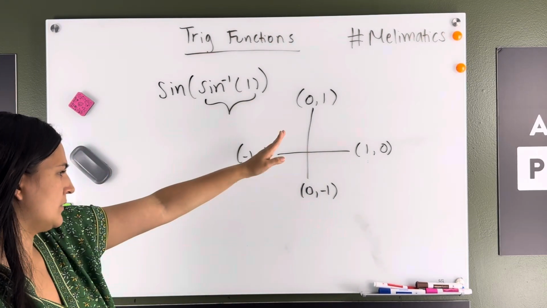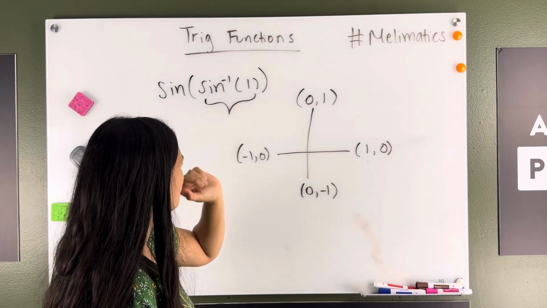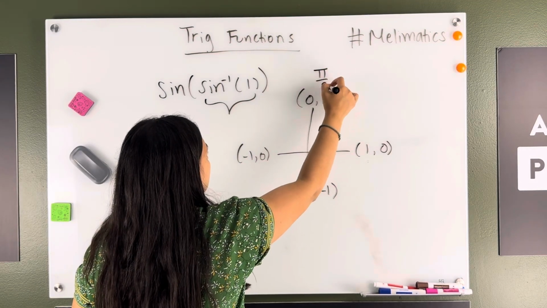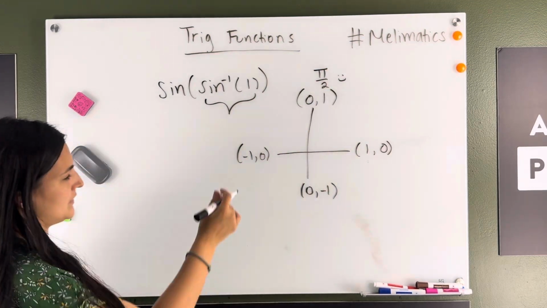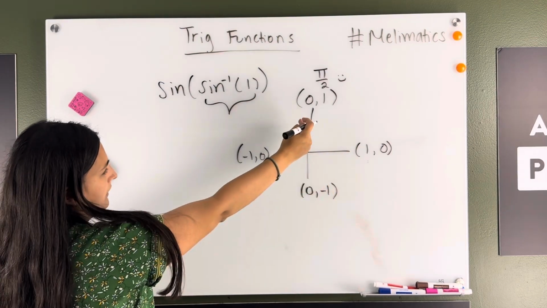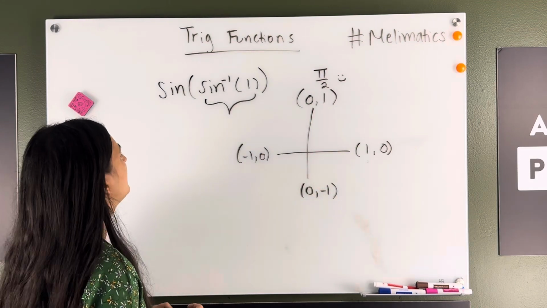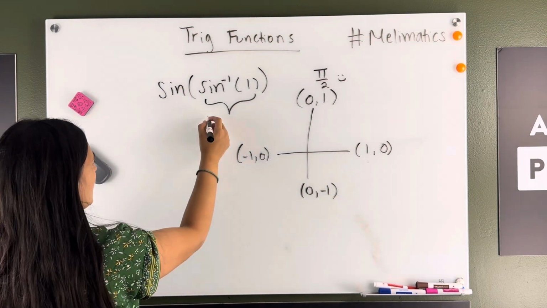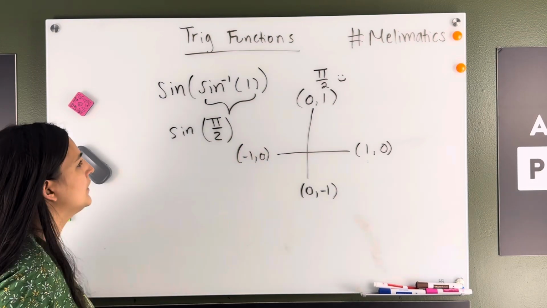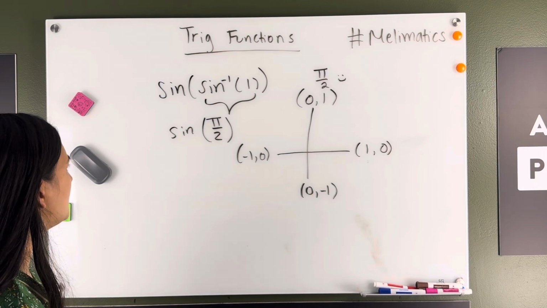We know it's going to be one of these points. Arc sine of 1 is going to be at pi over 2, and that's fine because that's within the restrictions. Arc sine has to give a result from pi over 2 to negative pi over 2. So here we get pi over 2, and then we get the sine of pi over 2. Then you go ahead and solve. What is sine at pi over 2?